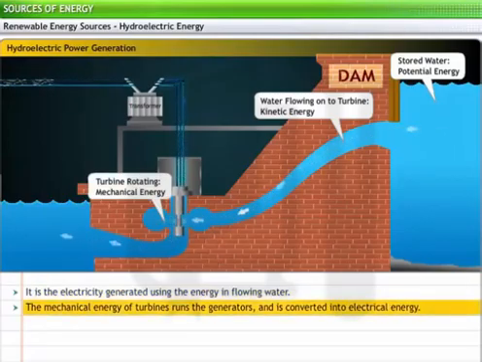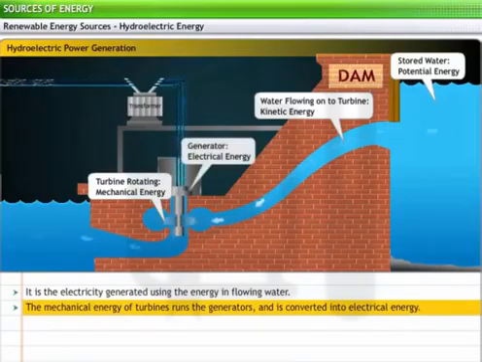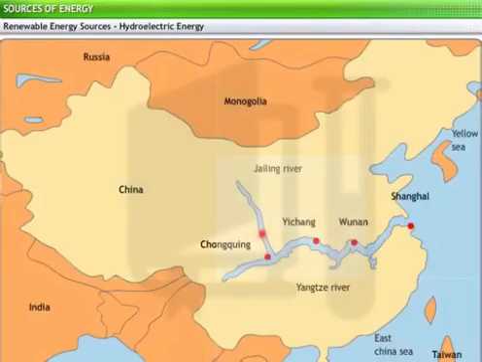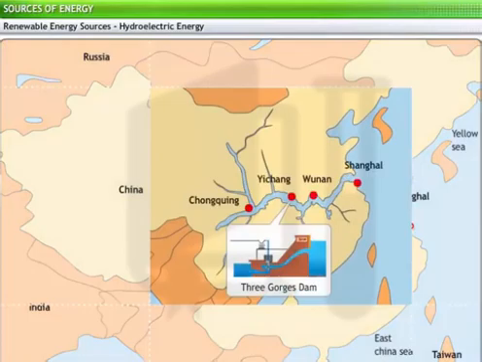The mechanical energy of turbines runs the generators and is converted into electrical energy. Such power plants can ensure a continuous supply of electricity. The Three Gorges Dam in China, the world's largest hydroelectric power plant, supplies power to 9 out of 23 provinces in the country.